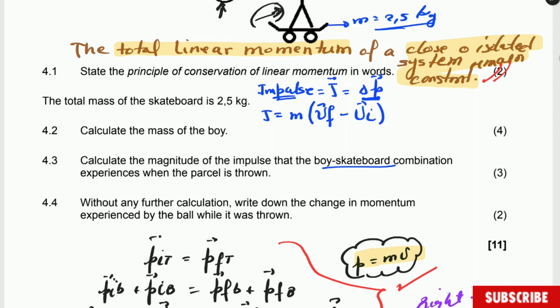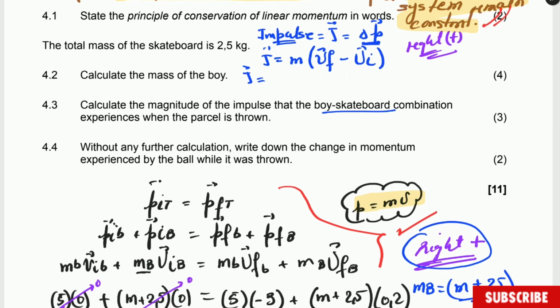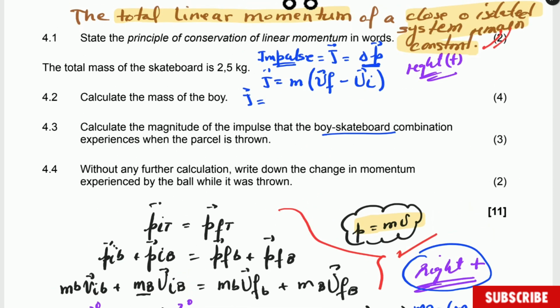Alright, for this question, we're also going to take right as positive. So let's write it down there: right positive. Okay, and then we substitute. Now be careful here because we need the direction and the total mass. So here the mass is what we calculated, the mass of the boy, 72,5 plus the mass of the skateboard, 2,5. So it is going to be 72,5 plus 2,5, which is 75. 75 is the mass of the boy-skateboard.